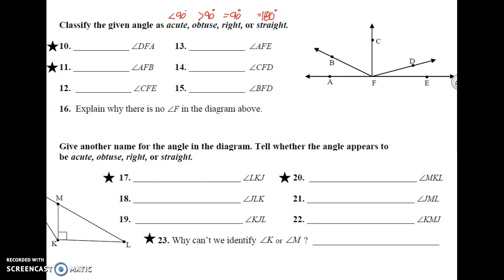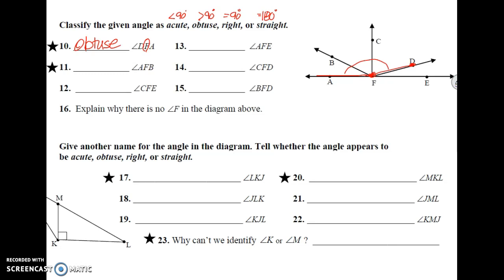So when we're looking at question 10, remember we're naming our angles. The middle letter is the important letter, that's the vertex. We trace out our angle. So we have an angle that starts at D, and then we trace it to F, and then we go over to A. So we're measuring between the red lines. All of that is an obtuse angle, more than 90 degrees.